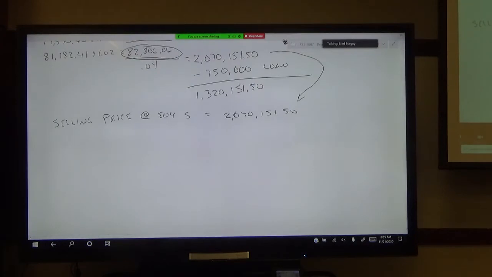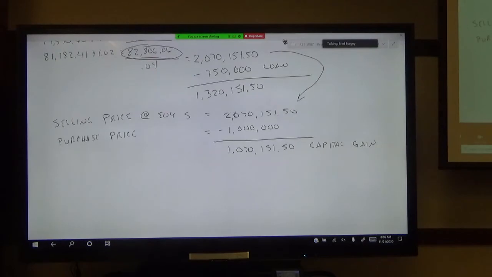We purchased it for $1 million. So let's just subtract that out. And so we should end up with $1,070,151.50 as our capital gain. Okay? Everybody good with that? Yes or no?